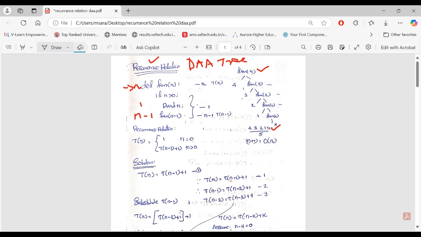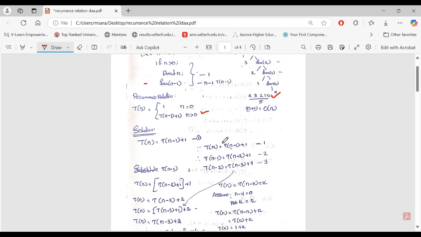We can solve the same equation through recurrence relations also. For the recurrence relation, we look at what is inside the loop. Inside the loop, it is T of n minus 1 plus 1. So it returns 1 when n equals 0. T of n minus 1 plus 1 when n is greater than or equal to 0. We don't know what T of n minus 1 is, but we know that T of n equals T of n minus 1 plus 1.